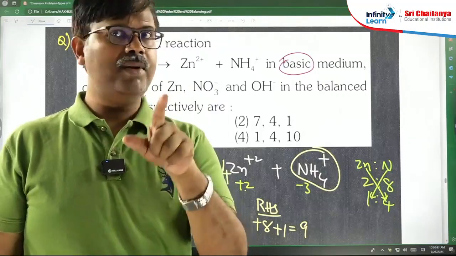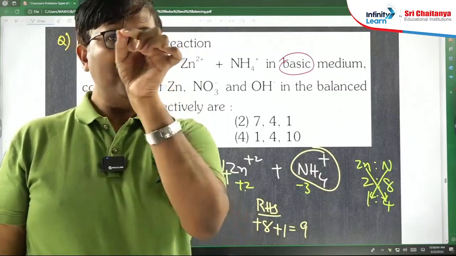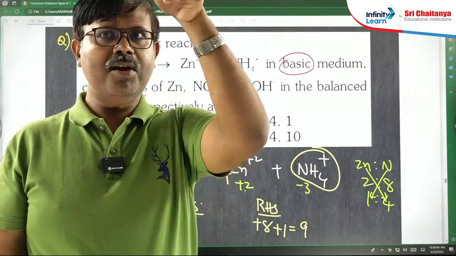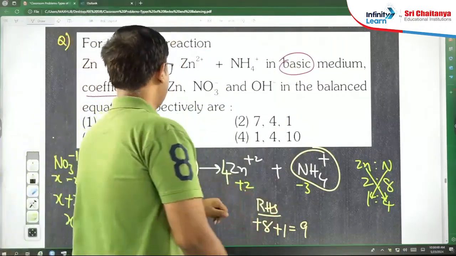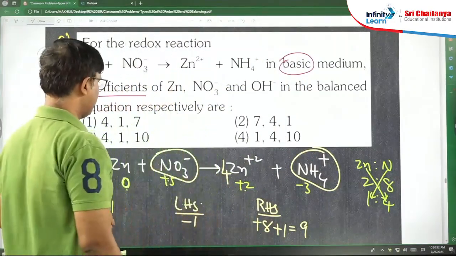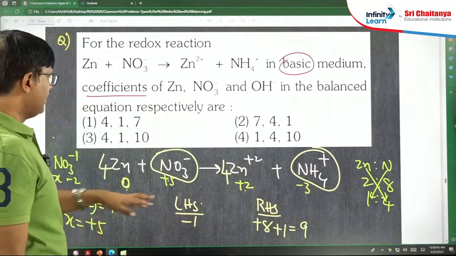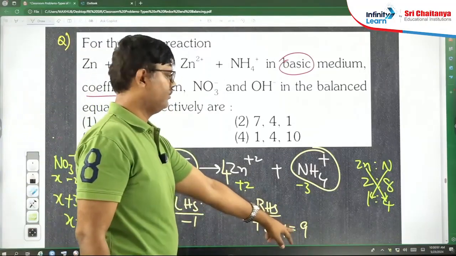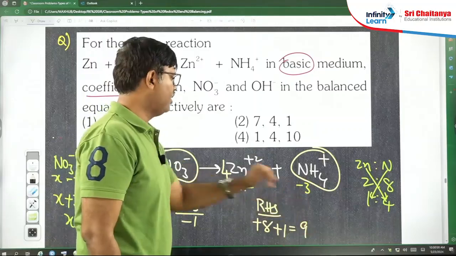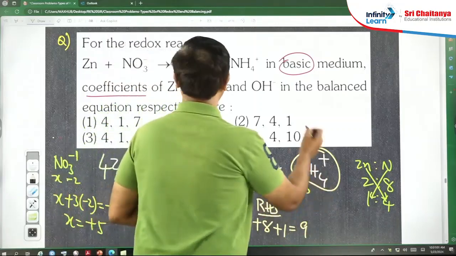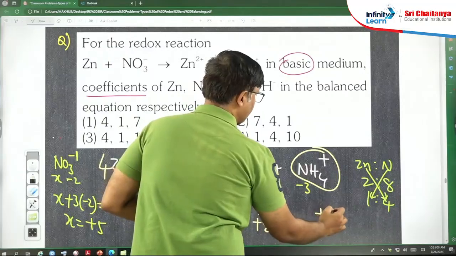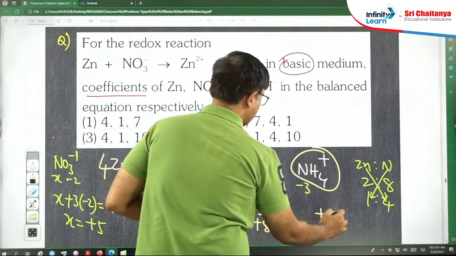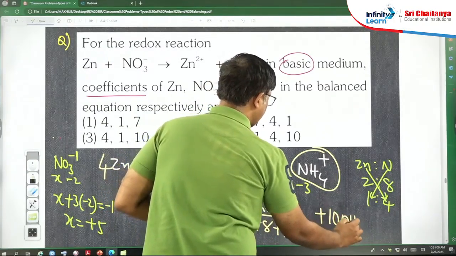Which side? I already mentioned previously. OH minus, minus charge you are taking, means you have to add to the higher side. Okay. So 10 OH minus ions we have to add to the higher side. What is the higher side? This is the higher side. Charge is higher here, so this side we have to add. Right side. And how much we have to add? Difference is 10. So 10 OH minus we have to add.